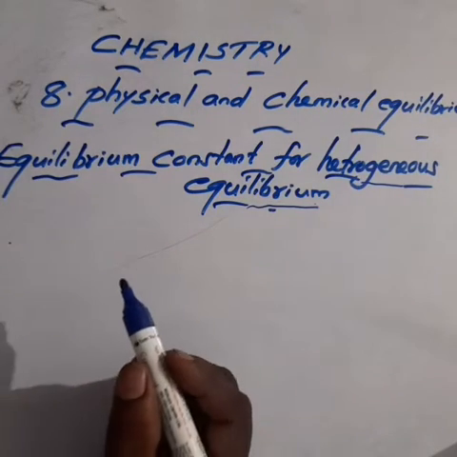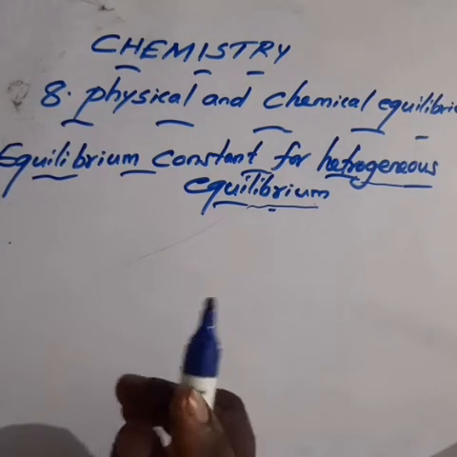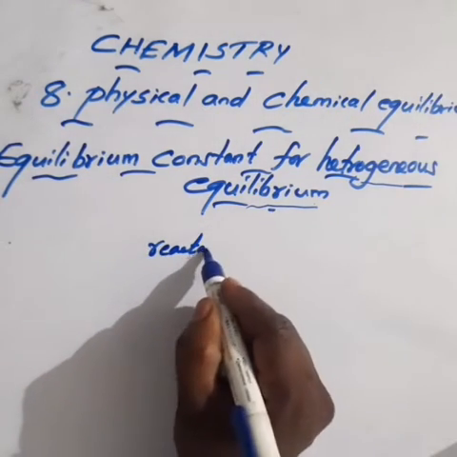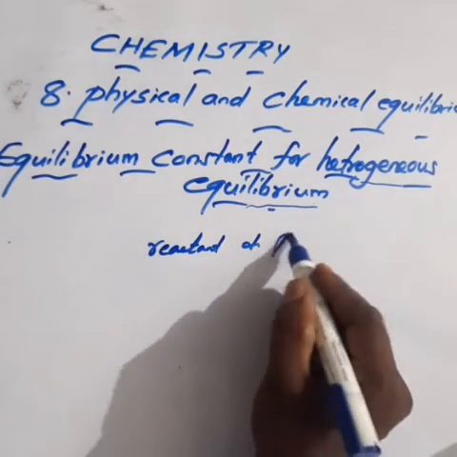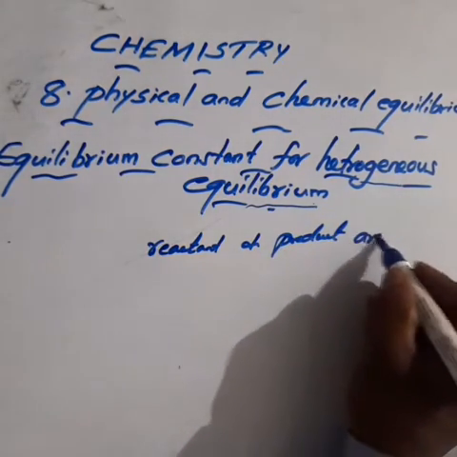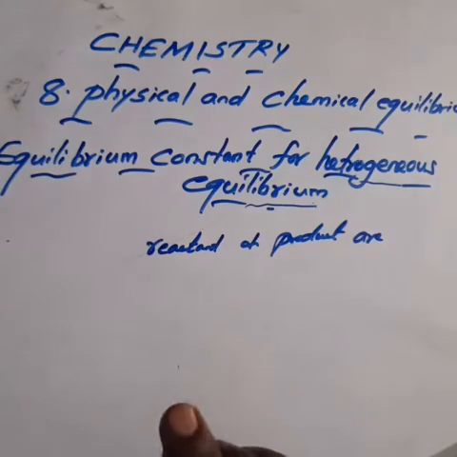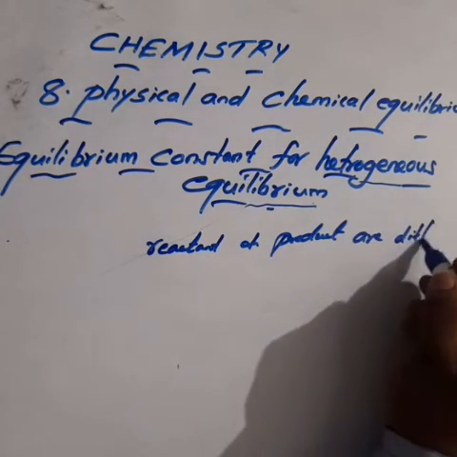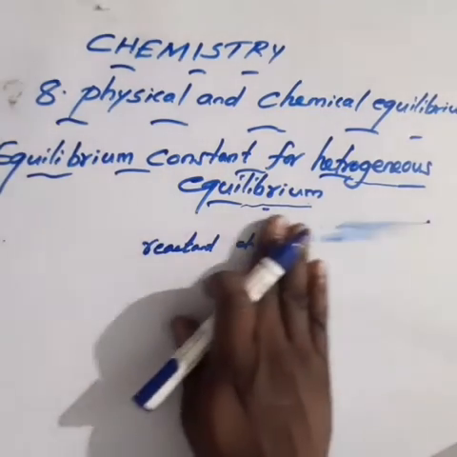What about the heterogeneous equilibrium? What about the homogeneous equilibrium? That's where the reactant and the product are in the same phase. Am I right? We discussed this in the previous class. What does heterogeneous equilibrium mean? The reactant and the product are in different phases.